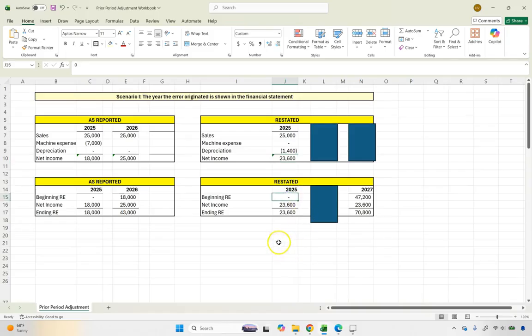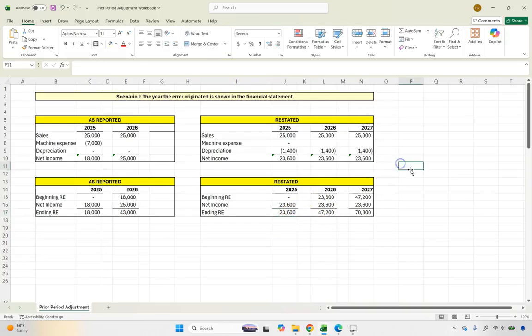Retained earnings, first year in business, 0. Net income is the 23.6. Our ending retained earnings is 23.6. Then we need to reflect the 2026 year on our financial statement. Sales 25, depreciation expense 1,400. Net income once again is 23,600. And our beginning retained earnings for 2026 is now our new restated ending retained earnings from the end of 2025. And we just keep rolling forward every year.